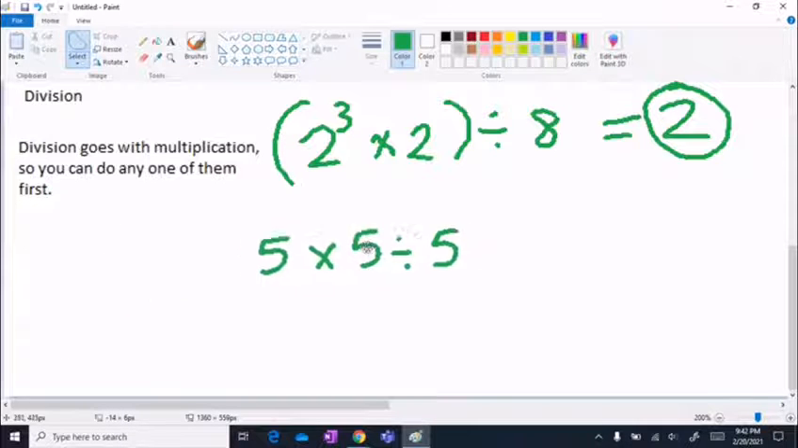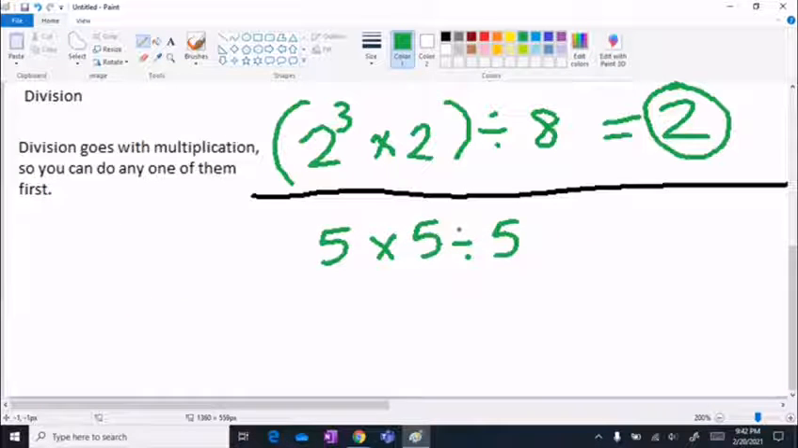Now, let's do the second problem. Let's move it over here. Okay, so we have 5 times 5 divided by 5. If you look back at the description, it says division goes with multiplication, so you can do any one of them first. So, if you were to do 5 divided by 5 times 5, you'd get the same answer as 5 times 5 divided by 5. So, let's just start this already.